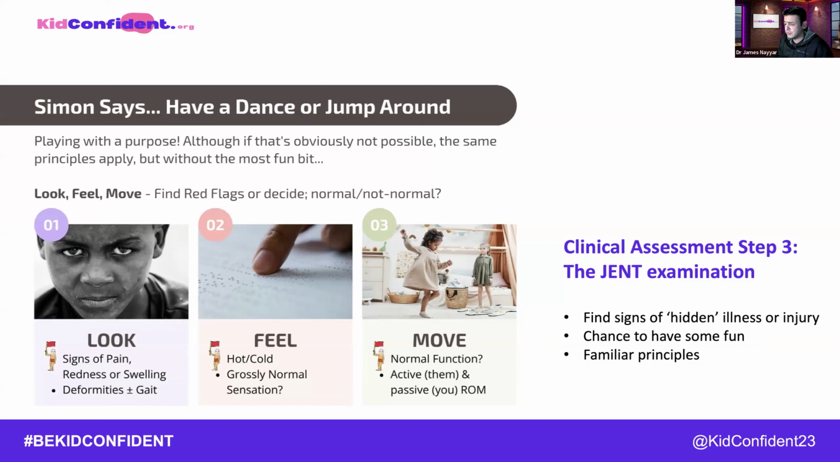And when you're examining the joints and the limbs, the process of look, feel, move is the standard approach, which I'm sure you've all learned and practiced hundreds of times. So making it more fun should be a breeze and a little bit more entertaining for you as well.